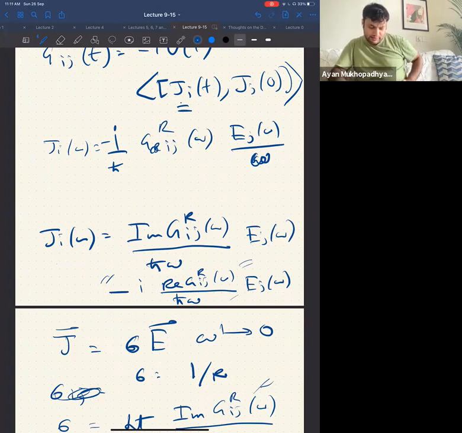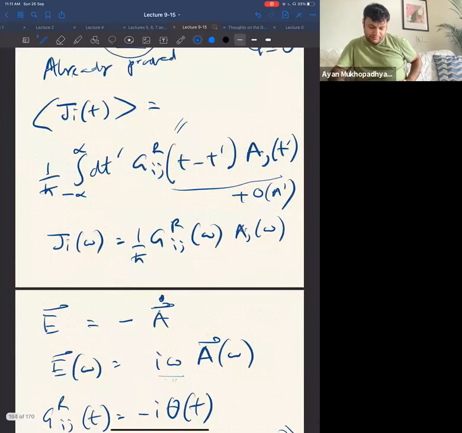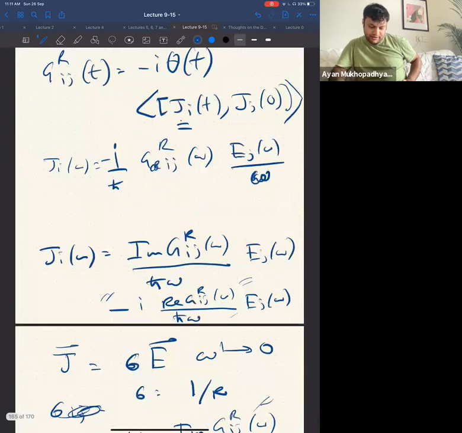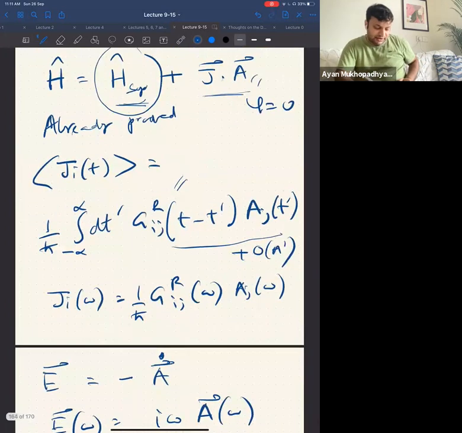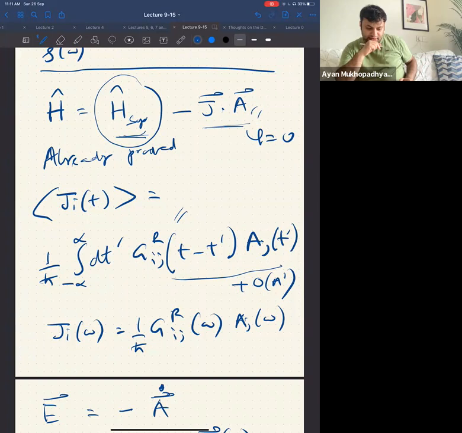Yeah, I think the mistake is probably here, that it should have been an i instead of a minus i. So let me go back and see. What I did was I got a 1 by i omega, and this became a minus i omega, but it should have been i on top. So what is the mistake? Oh, probably this is the mistake I made. I think the Hamiltonian here should be minus J dot A, but I can check. The Hamiltonian itself has a minus J dot A instead of plus J dot A.